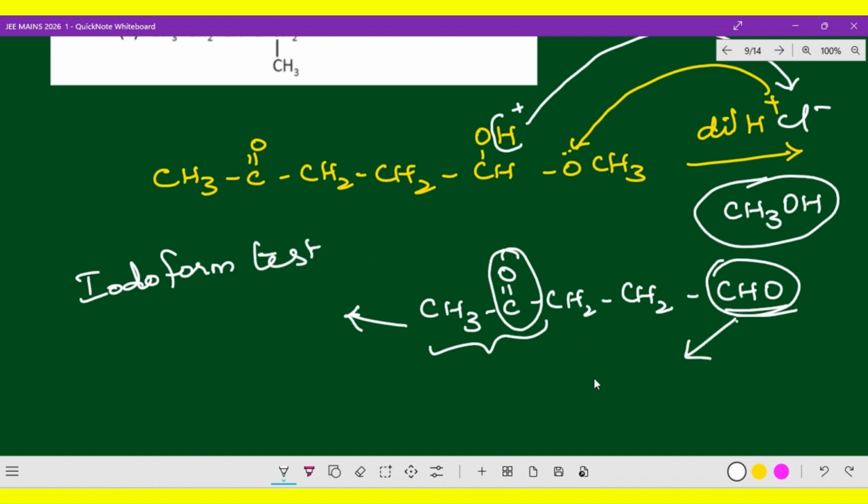Right, now this will be answerable for Tollens test, that is silver mirror, right? So Tollens test. Right, so it will be easy for you to identify the answer. I hope you got the clarity.